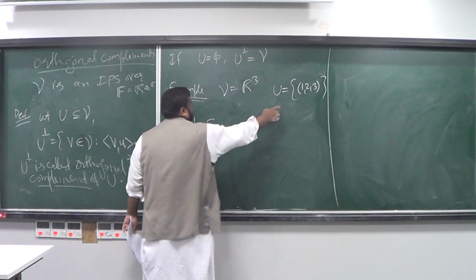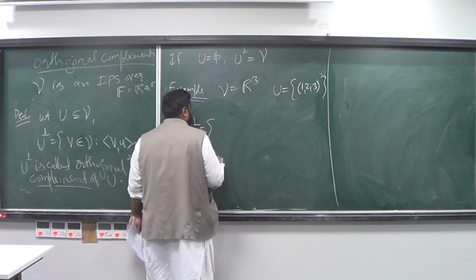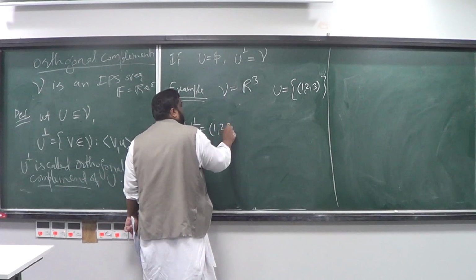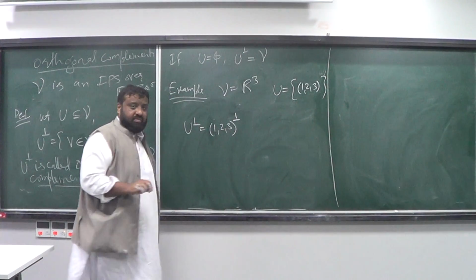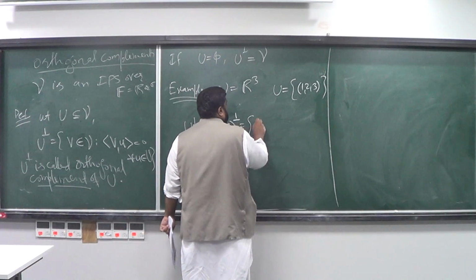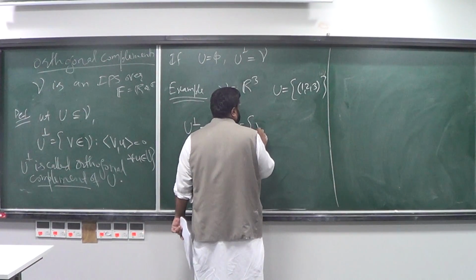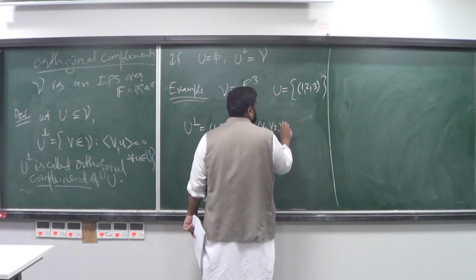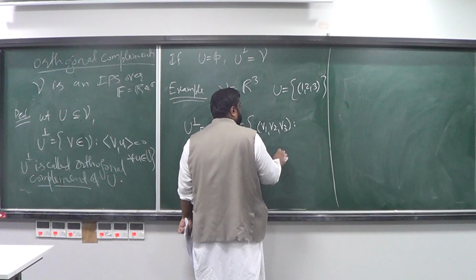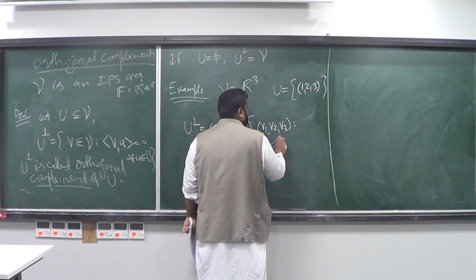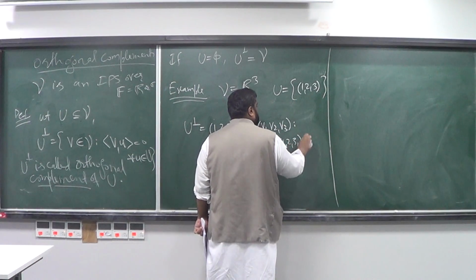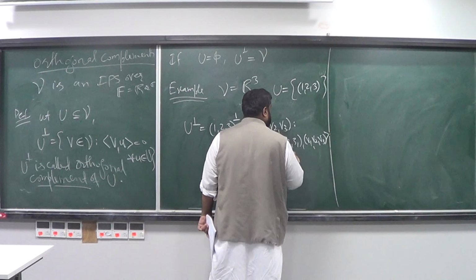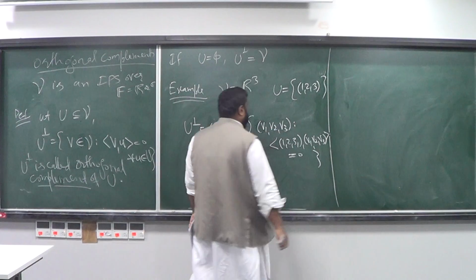The U perp of this U, our single vector, I can also call it the perp of the vector (1, 2, 3). It's the collection of vectors (v1, v2, v3) such that the inner product of (1, 2, 3) with (v1, v2, v3) is equal to 0. This is what the perp is.